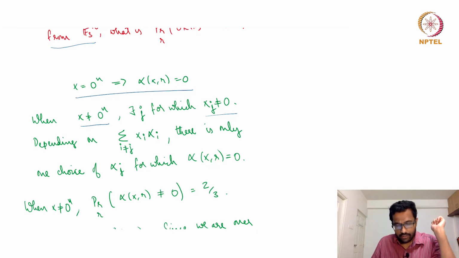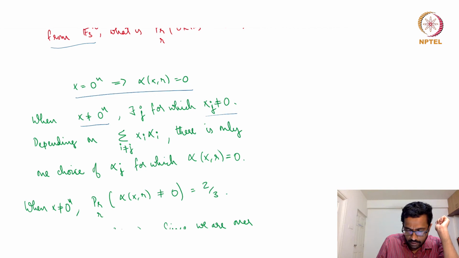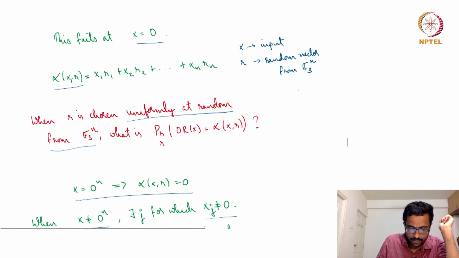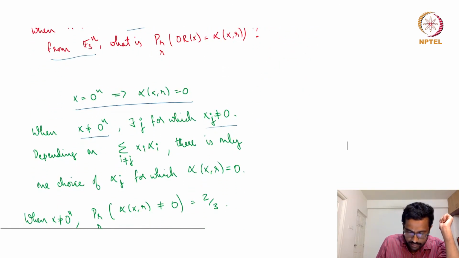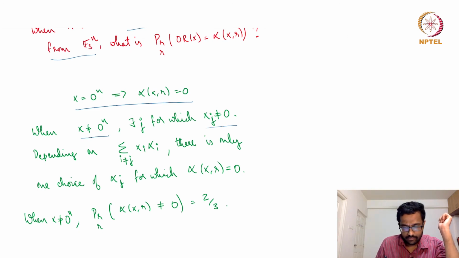Now depending on the sum of the others, so what is alpha? Alpha is just the summation over x_i r_i over all i equal to 1 to n. Now consider the summation of all the terms except the x_j r_j term, except the jth term. We know that x_j is not 0. We don't know what r_j is.